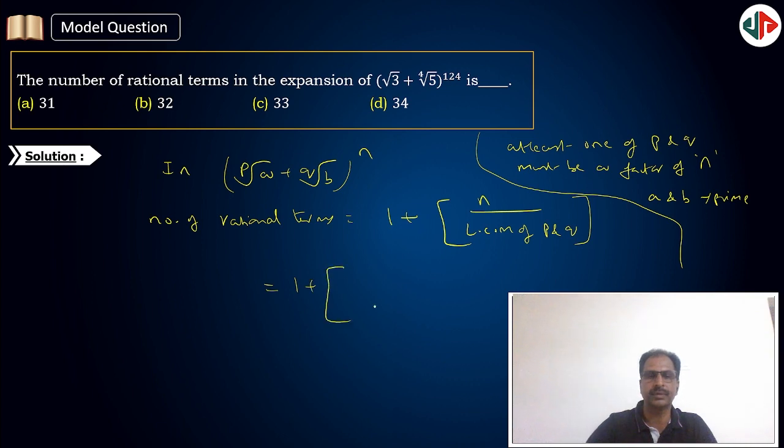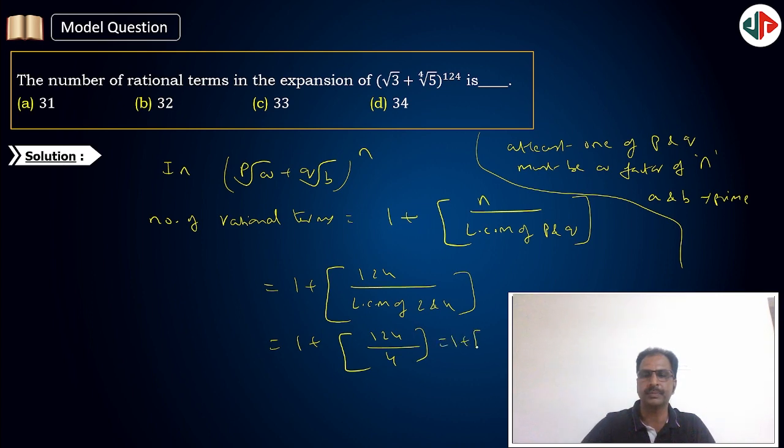So 1 plus step of n is 124 by LCM of P and Q. P is 2, Q is 4. This is step function, not normal bracket. So LCM of 2 and 4 is 4, so this is 1 plus step of 31. Step of 31 is 31. So 1 plus 31, 32 is the answer, option B.